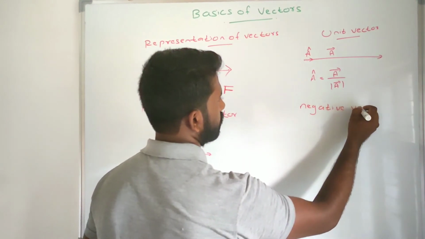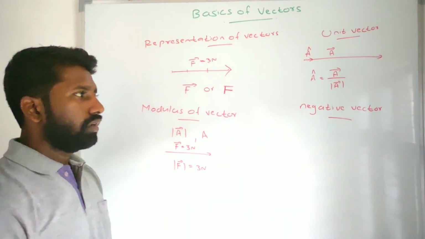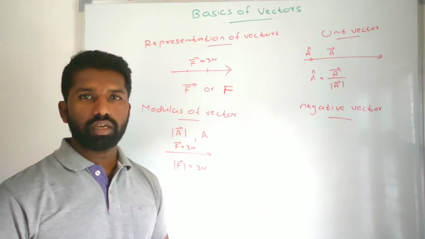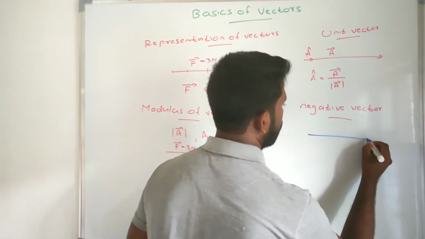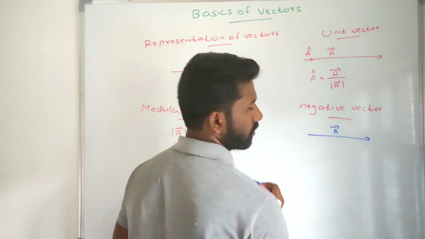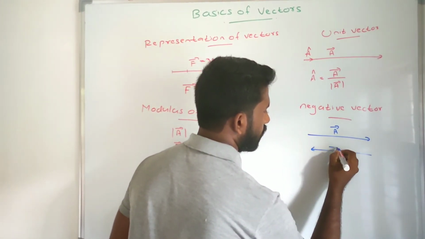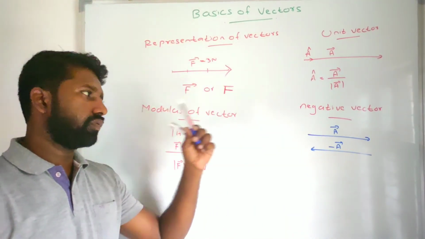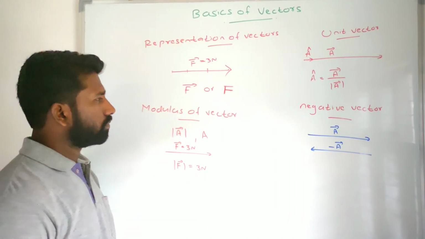Next, negative vector. A negative vector has the same magnitude but opposite direction. This way we can represent the negative of a vector. That means this is a vector. Its negative vector is in the opposite direction but has the same magnitude as this vector. Okay. This is about the negative vector.